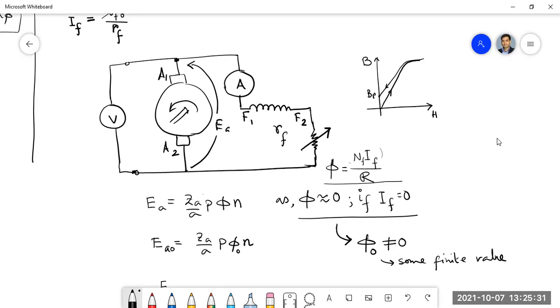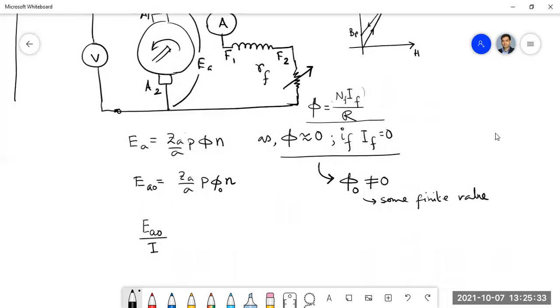Now what will be the field current now? EA by RF. So that means the field current that will generate first, that will be EA0 by RF. That is the first field current that will be generated by the EA0. That is the residual voltage, you can say.